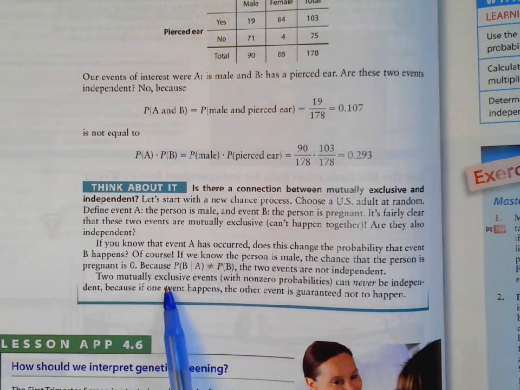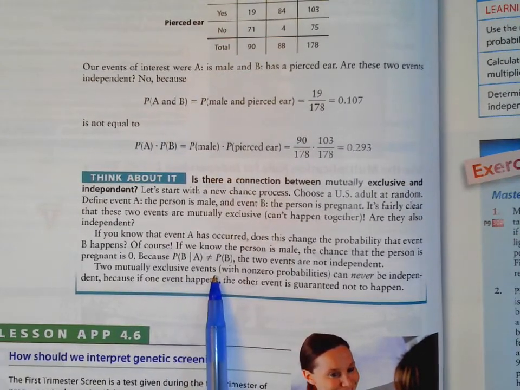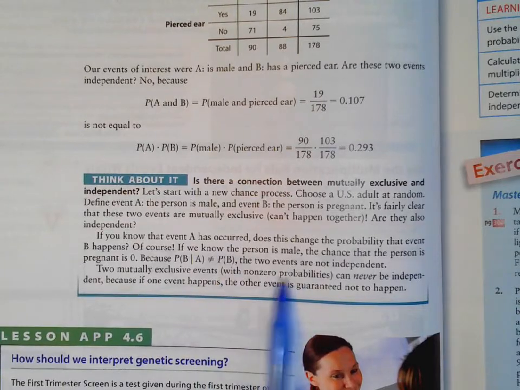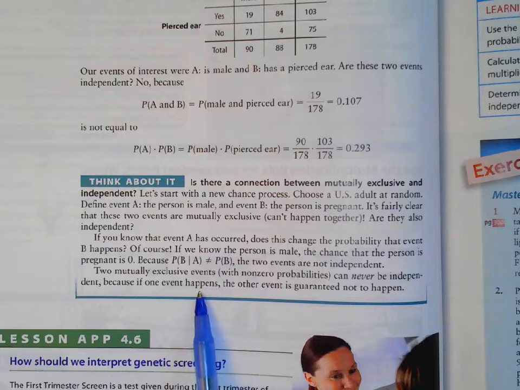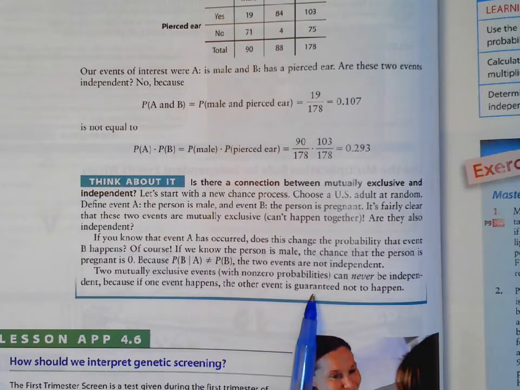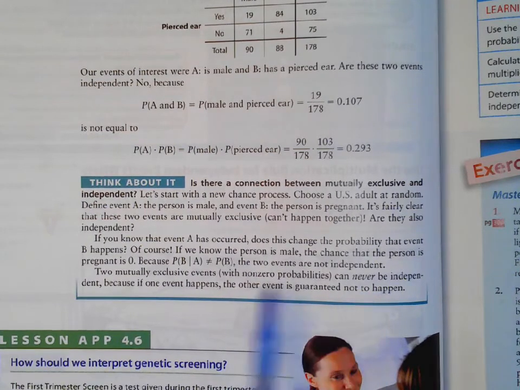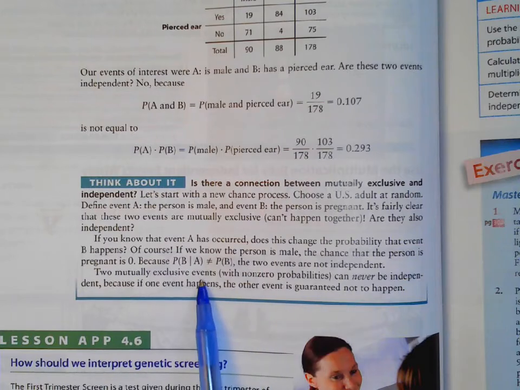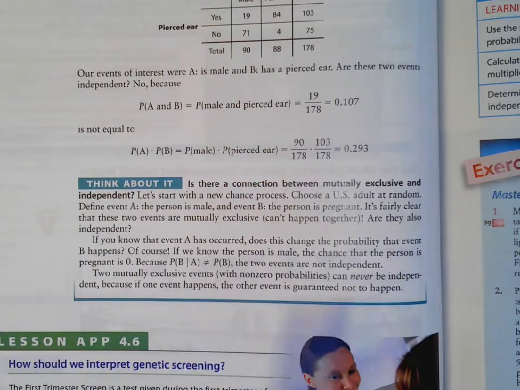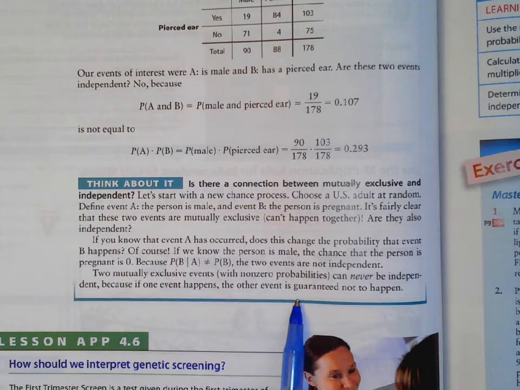And here's a thing to think about. Two mutually exclusive events, two events that cannot happen together, can never be independent, because if one thing happens, it guarantees that the other will not happen. Pause it and think about that again. If I know that two things do not happen together, they can never be independent, because if one event happens, I know the probability of the other one is 0.